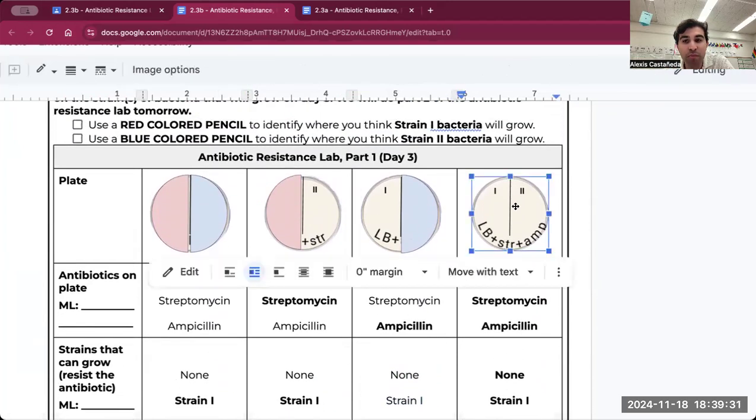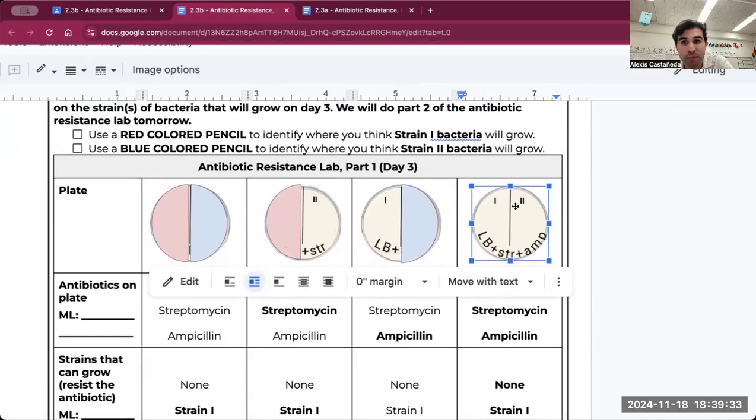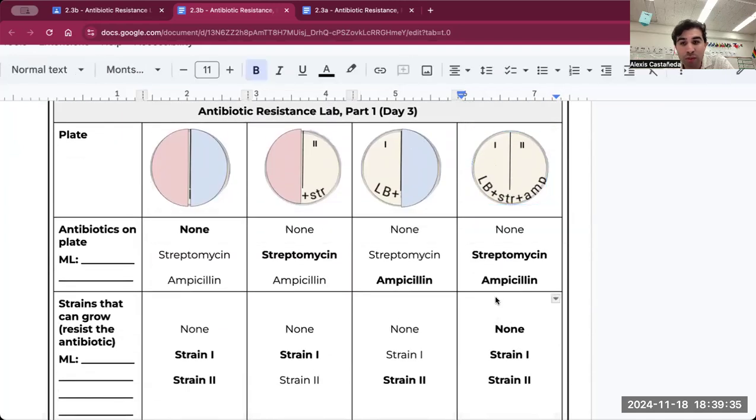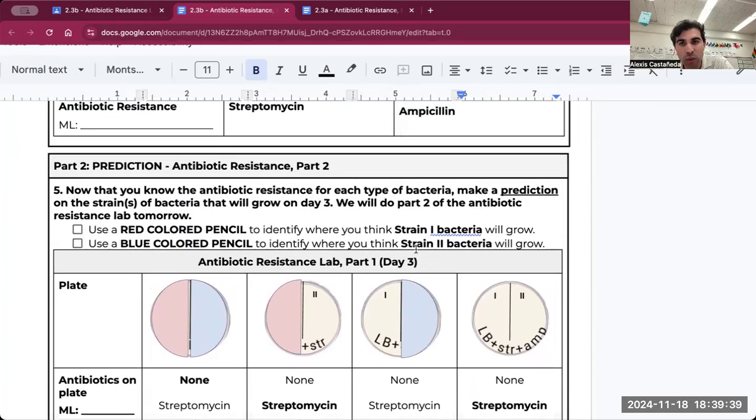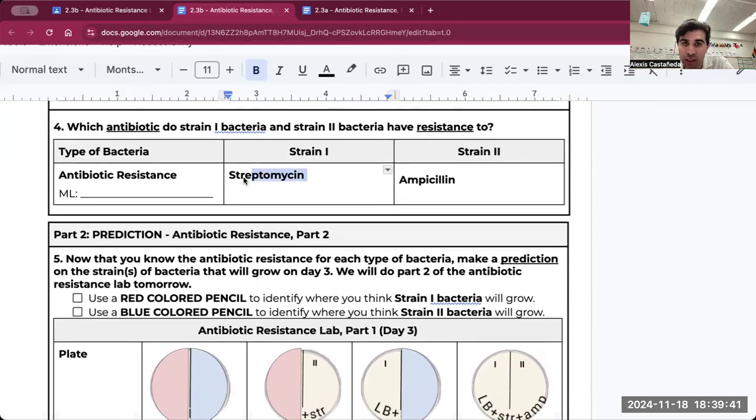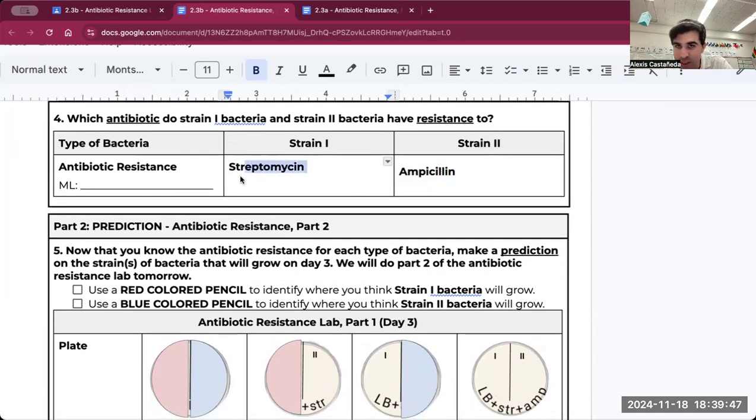Then on this plate, we have 2 antibiotics present. So we have both streptomycin and ampicillin. So the question is, which of these will grow? So let's see, strain 1 is resistant to streptomycin and strain 2 is resistant to ampicillin. However, strain 1 is not resistant to ampicillin. So that means if there's ampicillin present, strain 1 cannot grow.